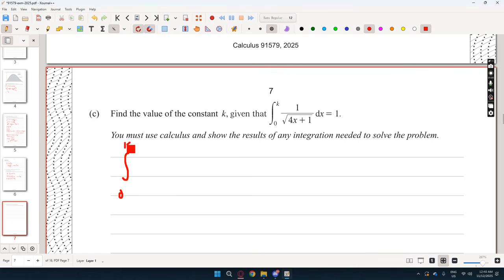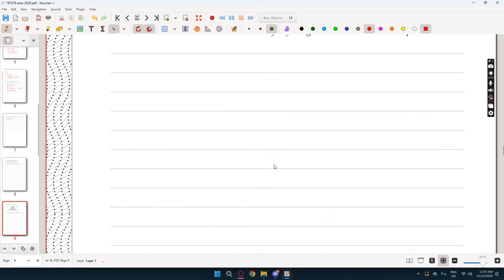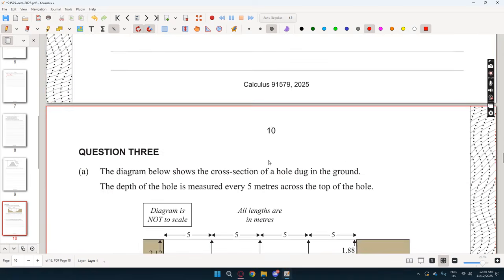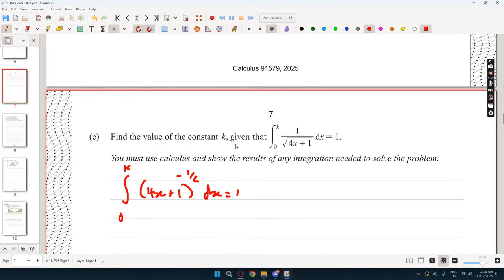Integrate from 0 to k of 4x plus 1 to the minus a half. This is 1. I hope there's like a Newton's cooling question or something. Like, is the next question... No. Oh wait, it's a question 3. Okay. Okay, we're fine.